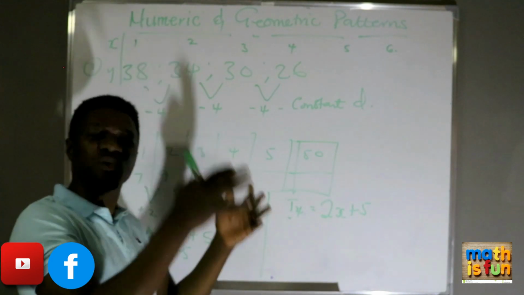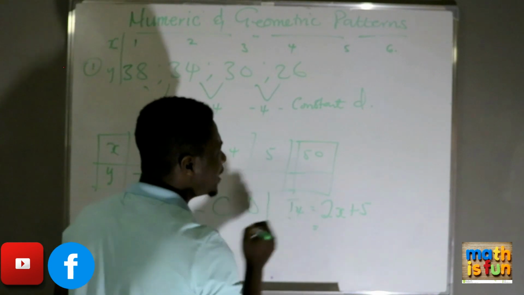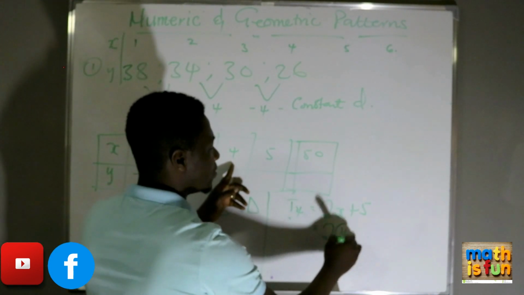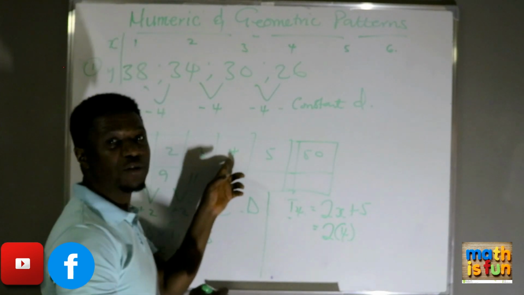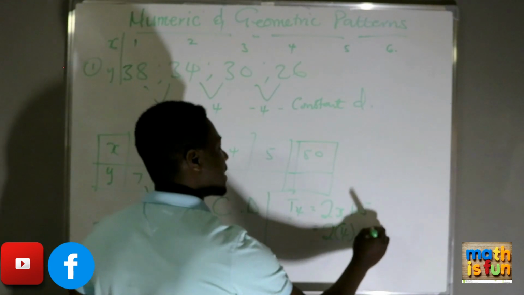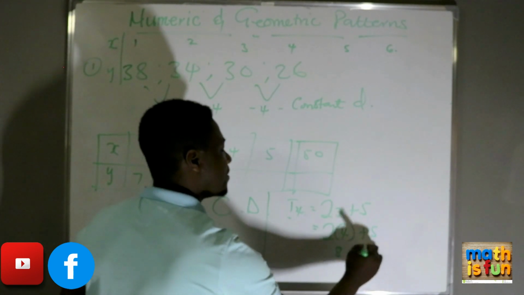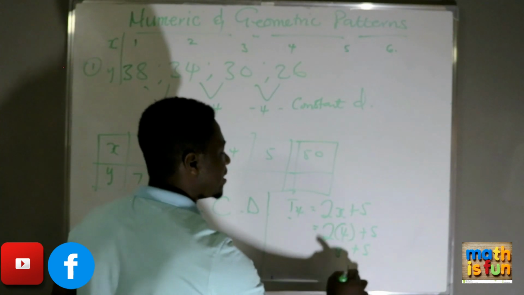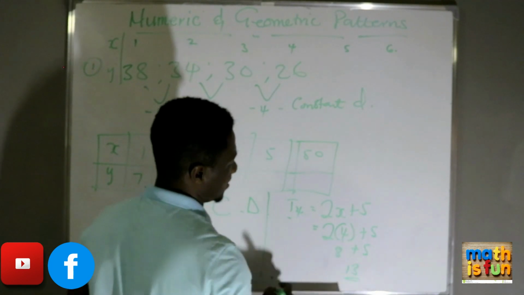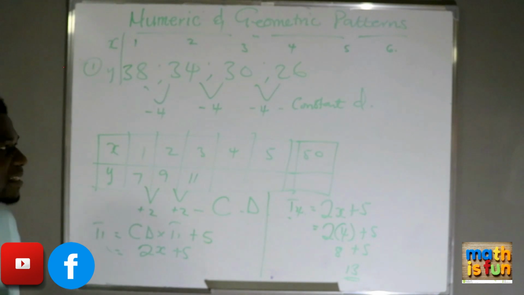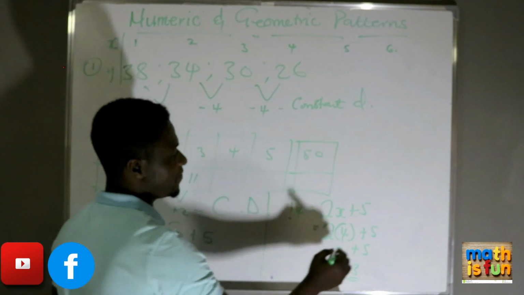Okay, so term 4 is equal to 2x plus 5. I've stated the rule again. We are solving for term 4, then plus 5. 2 times 4 gives me 8. 8 plus 5 then gives me 13. So it means that term 4 is going to be 13. Then I move on to term 5.